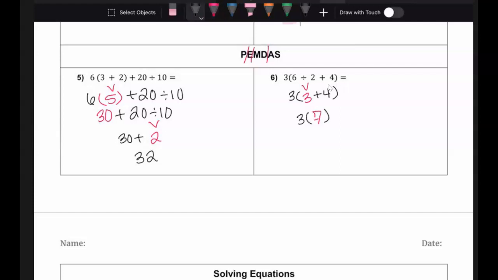Then you have 3 times 7, which is 21. Similar to what I said last time, you can just use your calculator and it will give you the exact same answer. Your calculator will do order of operations for you. Just make sure you're typing it exactly as shown here.